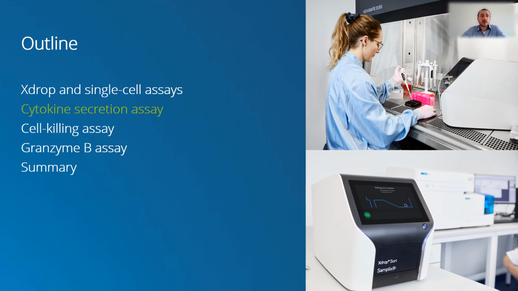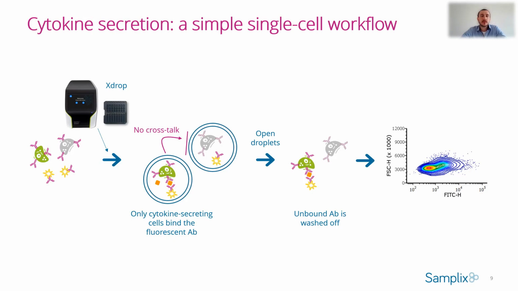So now I'll talk about the first assay, which is the cytokine secretion assay. This assay builds on an originally bulk assay, where we'll have some capture antibodies that bind to the surface of the cells of interest. And then we'll also have some detection antibodies, and both of these antibodies are directed against a specific cytokine of interest in the assay.